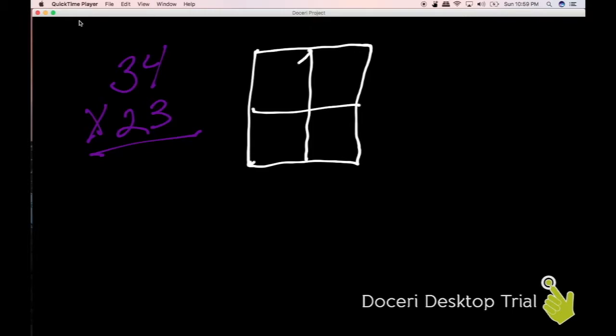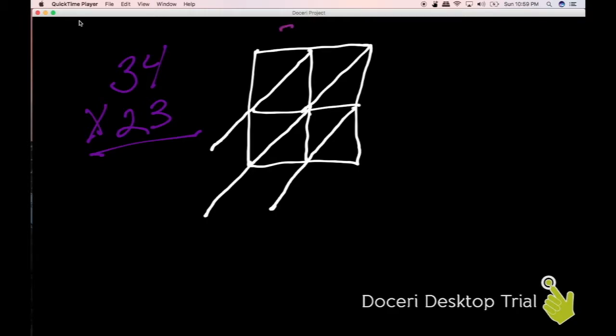Remember, we split all the squares in half diagonally, and we drag it outside of the square here. And then we start to plot our numbers. So we have a 34. There we go. Then we have 23. And we're going to cross multiply.